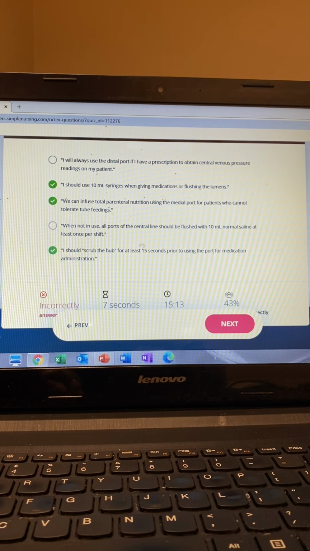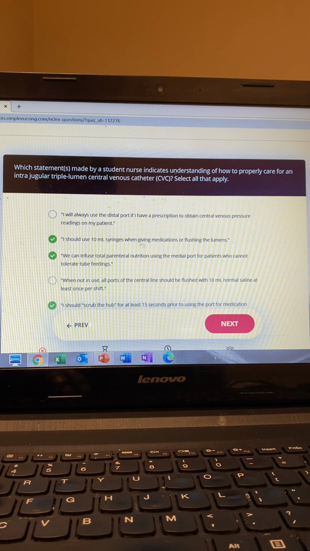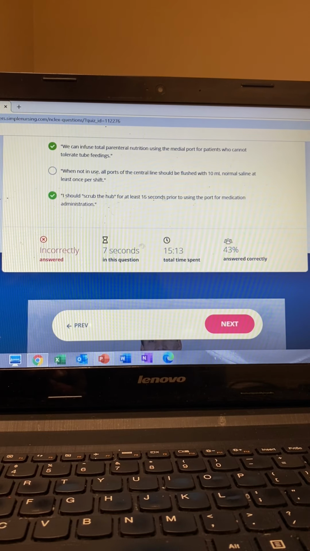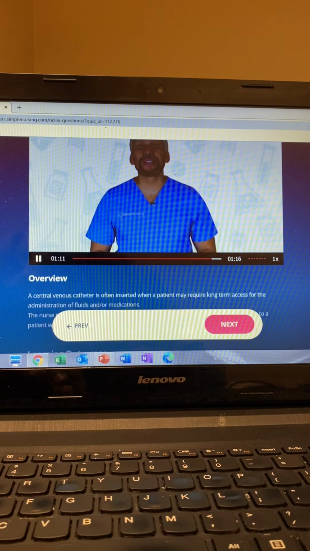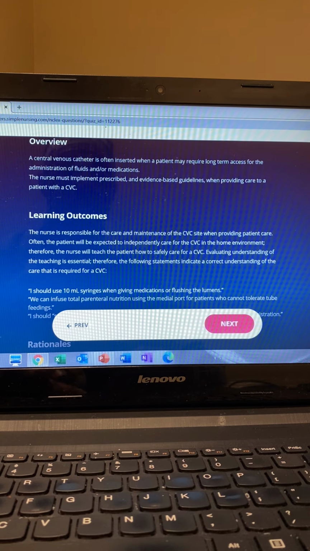Ports that are not being used should be kept on a headlock. And option number 5 is correct here. We need to scrub the hub for at least 10 to 15 seconds before the use to prevent those infections. Okay, that wraps it up. For more details and test tips, please see the rationale below.